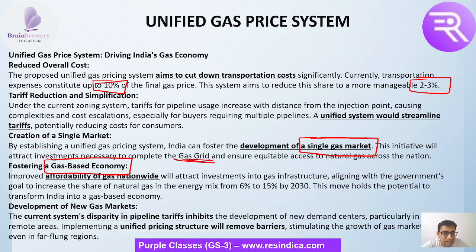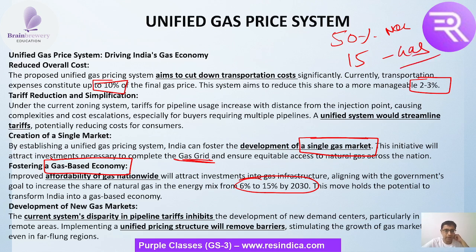Since we wanted to improve the usage, usability and affordability of gas, the government wanted to enhance the use of natural gas in our energy mix from 6% to 15% by 2030. The government said that by 2030, 50% will be non-fossil fuel and 15% will be gas-based. So this will again help in converting India into a gas-based market.